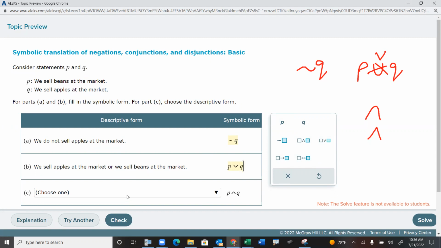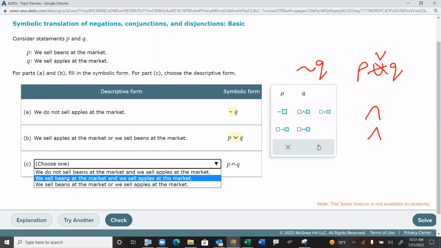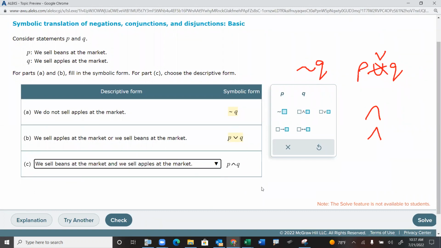And the last one: this time they give us the statement P and Q. This is our intersection sign, our "and" symbol. So P and Q would be we sell beans at the market and we sell apples at the market. So we picked the right one, and it looks like that's it right there.